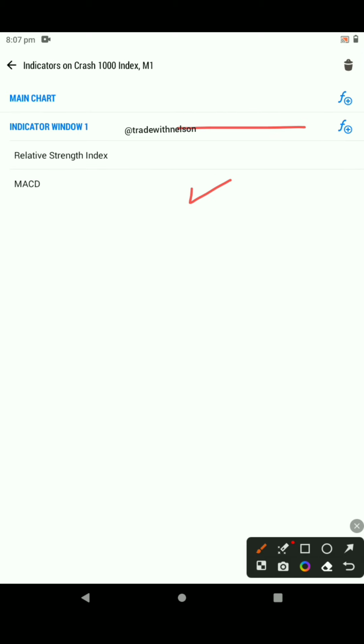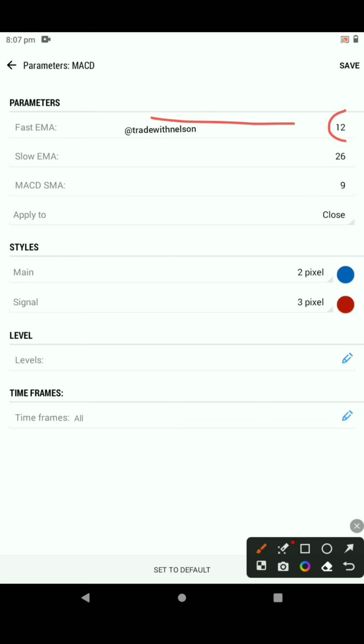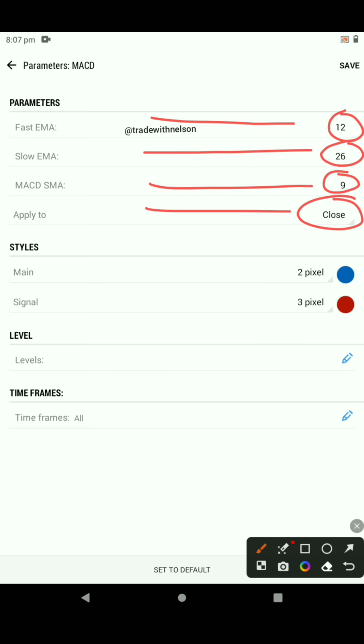For the MACD, click on the F icon on indicators Windows 1. Scroll down, MACD. Make your fast EMA to be 12, slow EMA to be 26, MACD SMA to be 9. Apply to close. Styles, make it 2 pixel and 3 pixel. Select a color of your choice. After that, click on save.